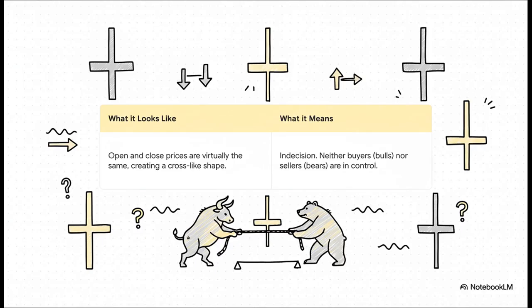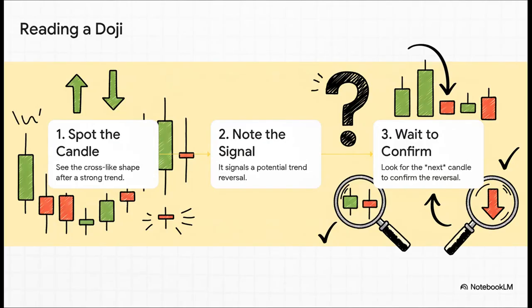Visually, a doji looks like a cross, and that's because the open and close prices are pretty much identical. The bulls tried to push the price up, and the bears pushed it all the way back down. By the end of the period, they've basically fought to a draw. Neither side could get control, and that moment of pure indecision can often signal that a change might be just around the corner. So here's the crucial part: how you read it.